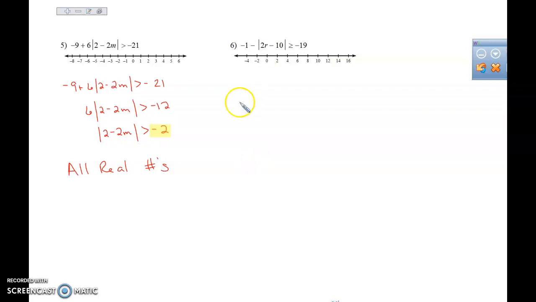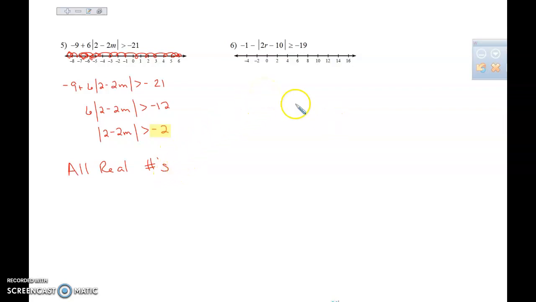Okay, and again, to graph all real numbers, you just shade in the whole number line because everything will work. And you could try different numbers on here. Just plug them in here. Let's try 0. It'd be 2 minus 2 times 0, so that's 2. The absolute value of 2 is 2, which is greater than negative 2, so that works. You could try any one of these numbers and you plug it in for that m, it's going to be completely true all the time.